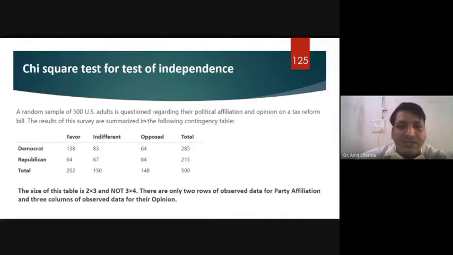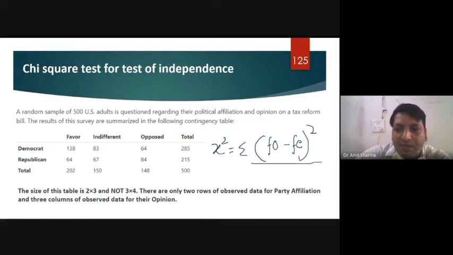Clear? Now, this is the example of how you are going to apply the test for independence. I just want to remind you of the equation: chi-square equals the sum of, in brackets, frequency of observed minus frequency of expected, squared, divided by frequency of expected. Once you have this in the equation, you can assume it's a test for independence, and here you are going to find a contingency table.